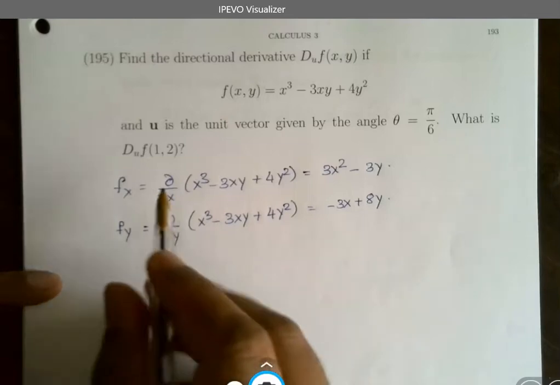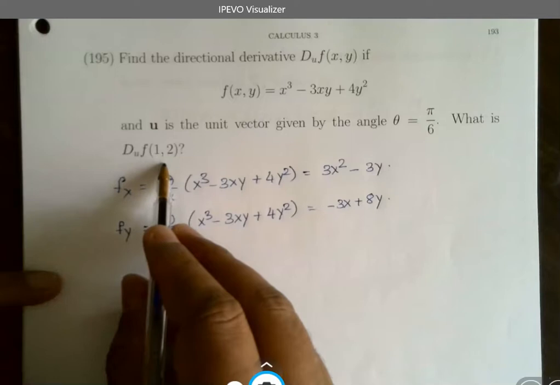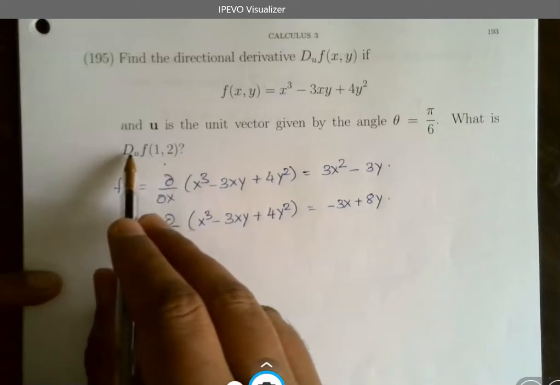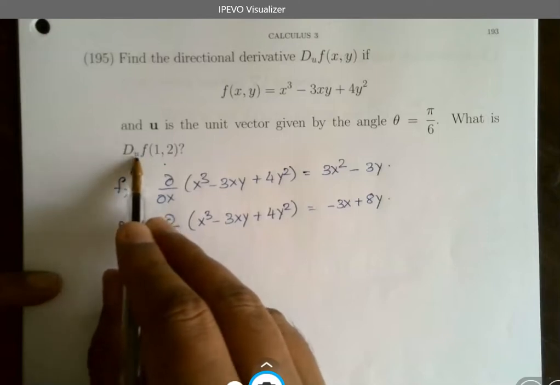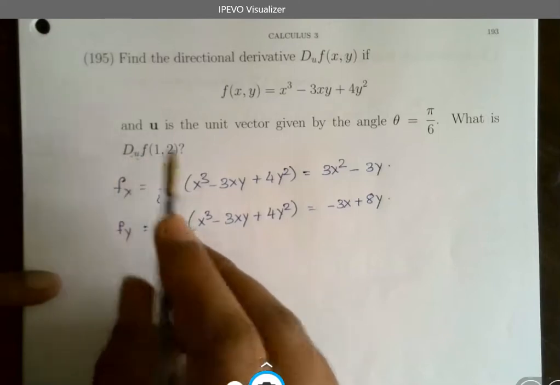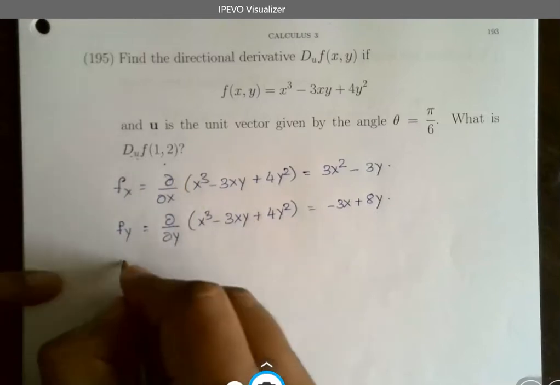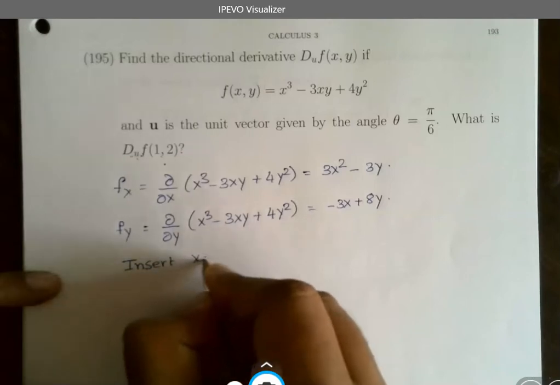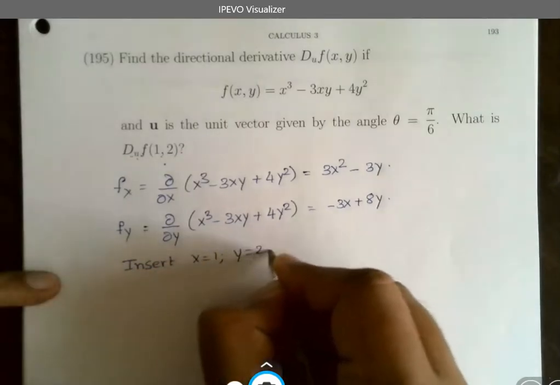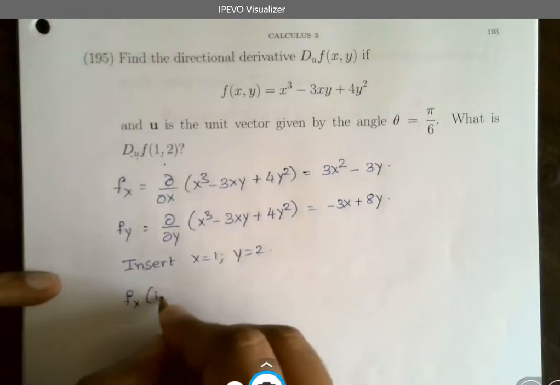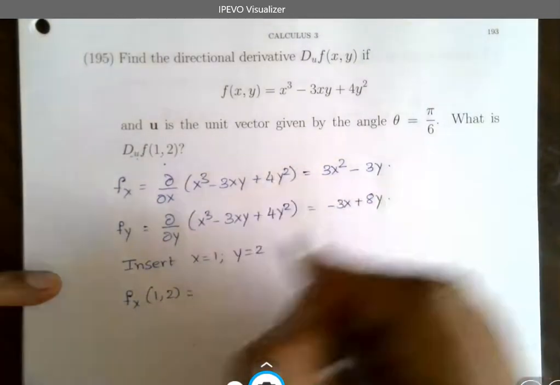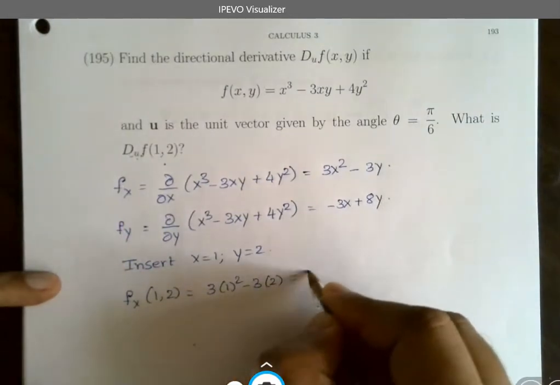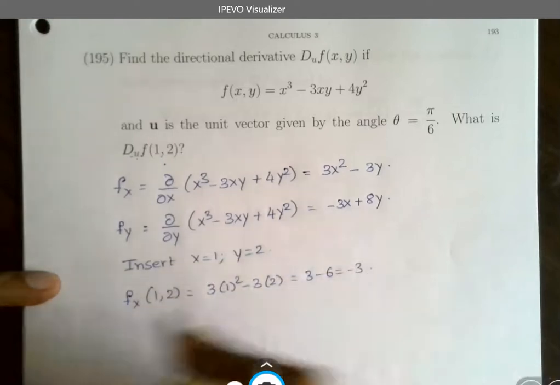Now what do we do? The goal is to find the directional derivative of f in the direction of unit vector u at the point (1, 2). So that means we insert x is 1, y is 2. Then fx at (1, 2) is 3 times 1 squared minus 3 times 2, which is 3 minus 6, which is negative 3.